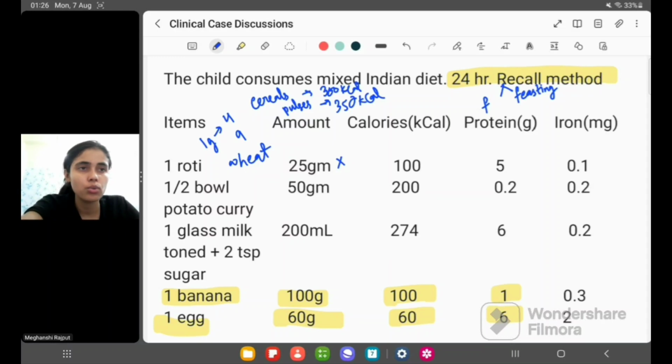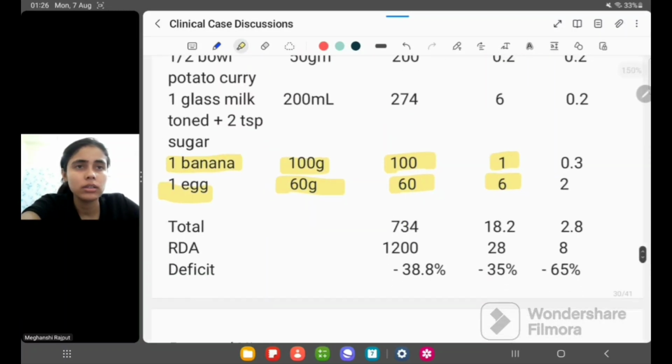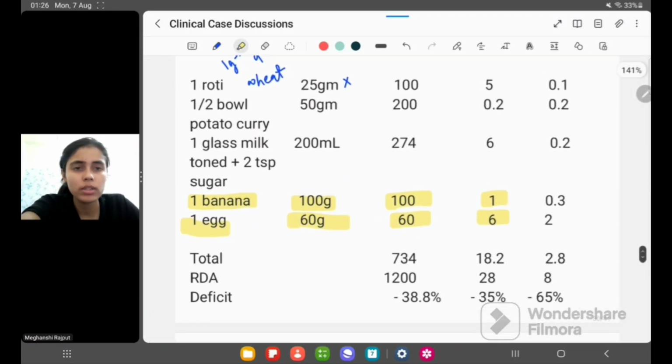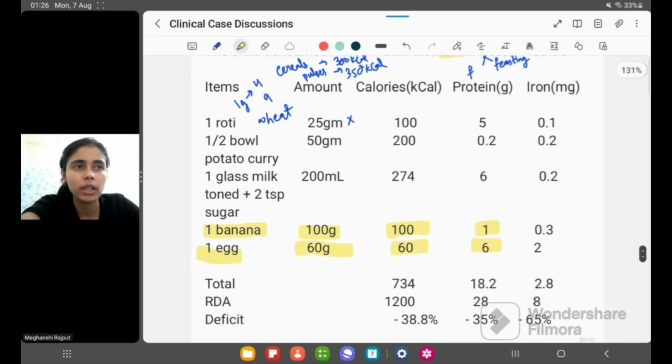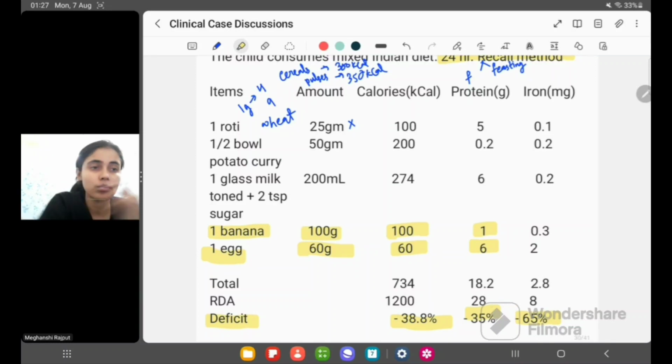So we take the amounts of calories, proteins, and iron, and while describing it, we don't say that one roti has been taken. We just describe that the dietary history has been taken by the 24-hour recall method, which is deficit or excess in this much calories, proteins, and iron. Now, why is there so much deficit in iron? Because the food group of green leafy vegetables or watermelons is missing, so the child lacks iron. As well, we now see there is energy as well as protein malnutrition in the child from the dietary history.